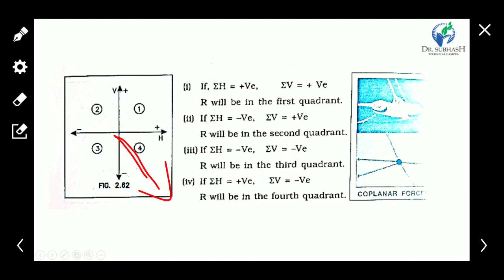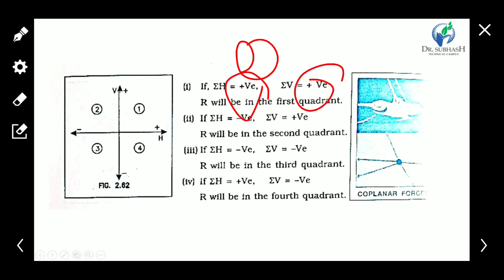So according to the signs of the summations, we can get the direction of the resultant, and we have theta with the help of the horizontal. So we find the first theta, and according to the positive or negative sign of the summation of horizontal and vertical, we can place the resultant.